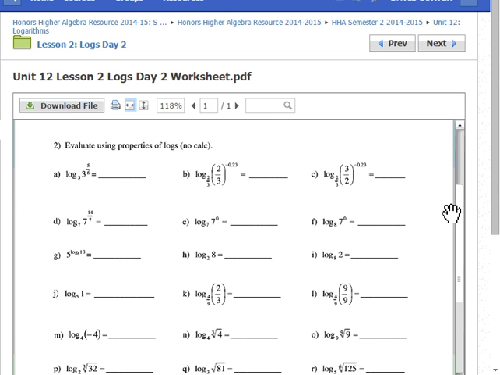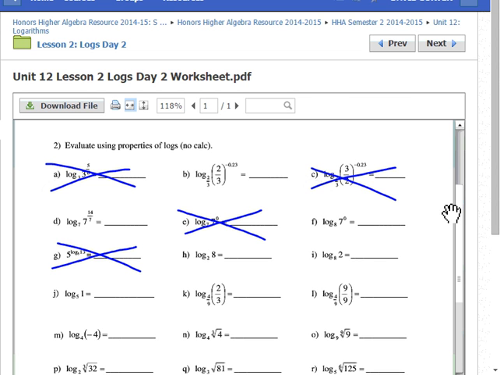B, D, F, H. Okay, so you can do it this way. Skip all the odd ones. Skip every other one, right? Yeah, cool. All right. So let's do this first one.